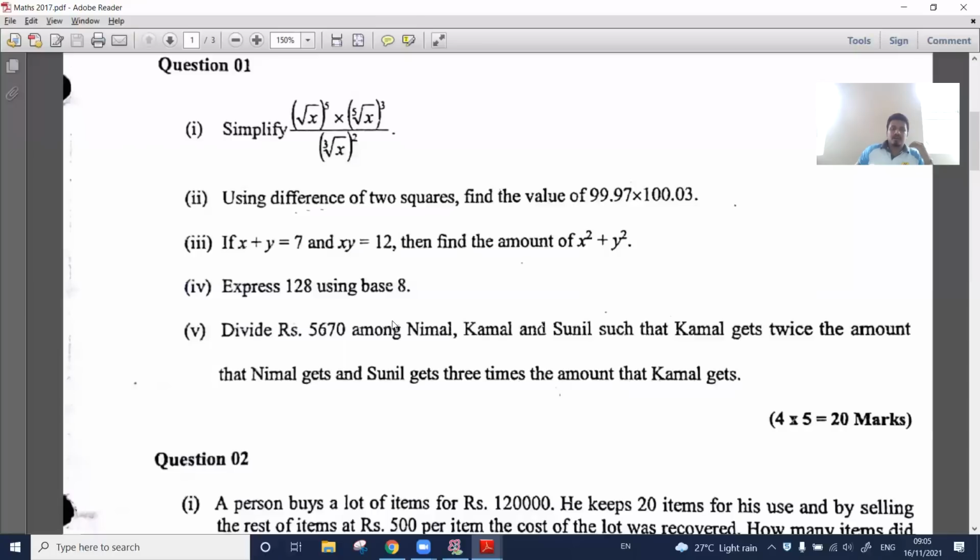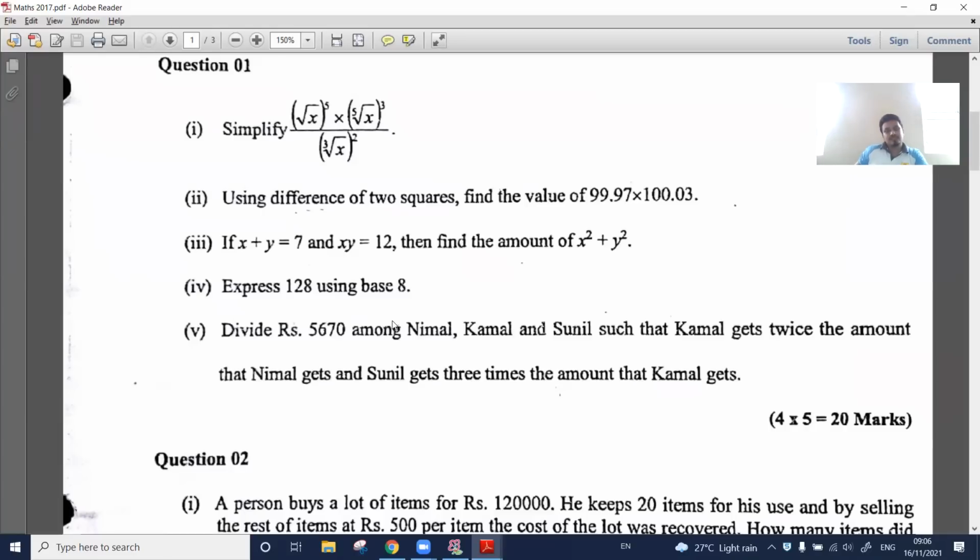Right? If Nimal gets 100, Kamal should get 200. If Nimal gets 500, Kamal should get 1,000. If Nimal gets 1,000, Kamal should get 2,000. If Nimal gets 100,000, Kamal should get 200,000. Always twice.